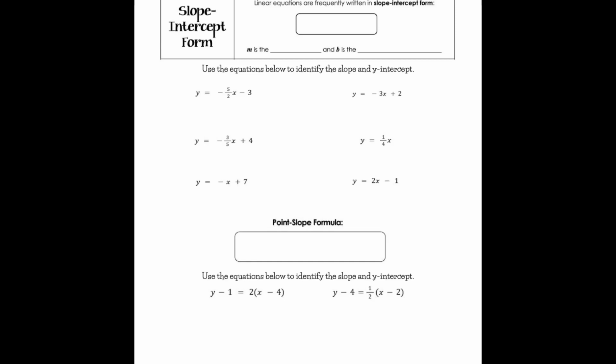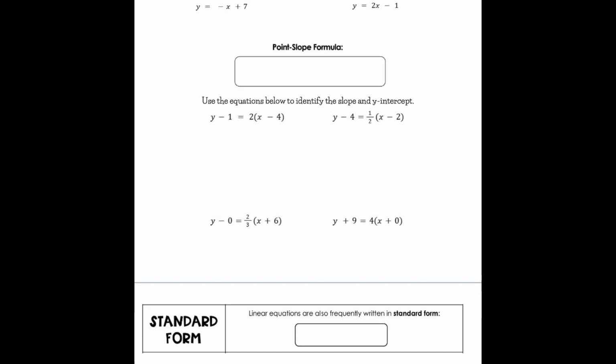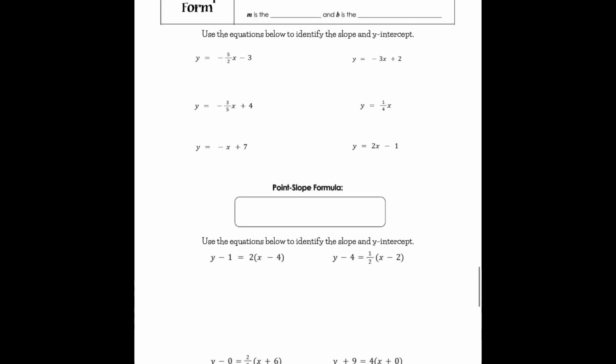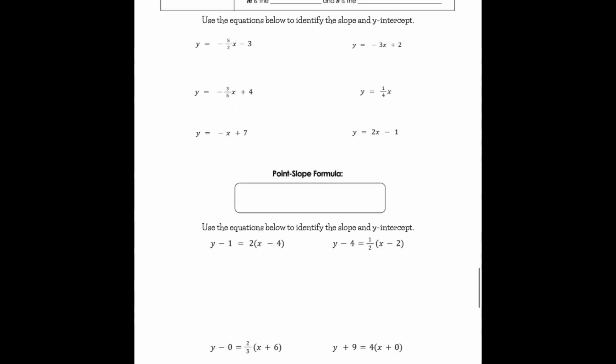All right, this video is going to go over the pages in your packet that talk about slope-intercept form and point slope formula, and then we'll do a separate video for the standard form page. So let's get into it. Slope-intercept form. This is just talking about the way that we set up our equation so that different terms in the equation are in specific spots so we know what each term means.